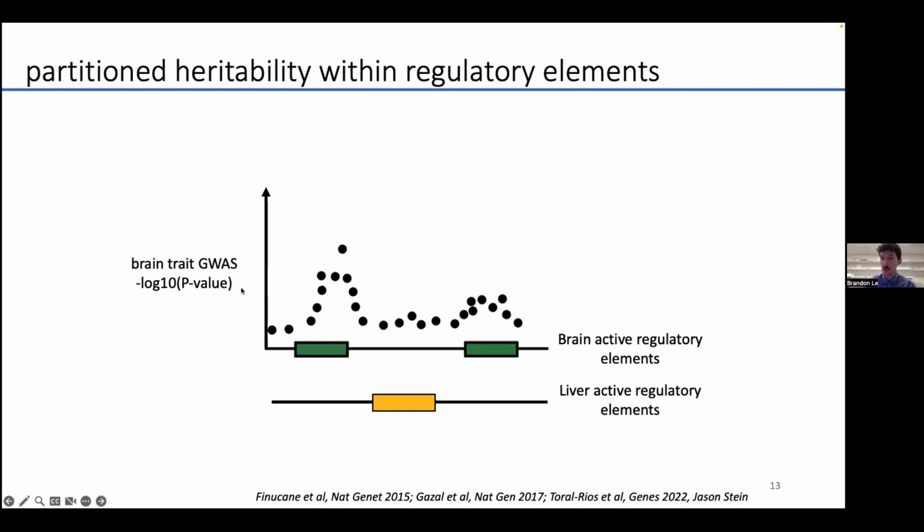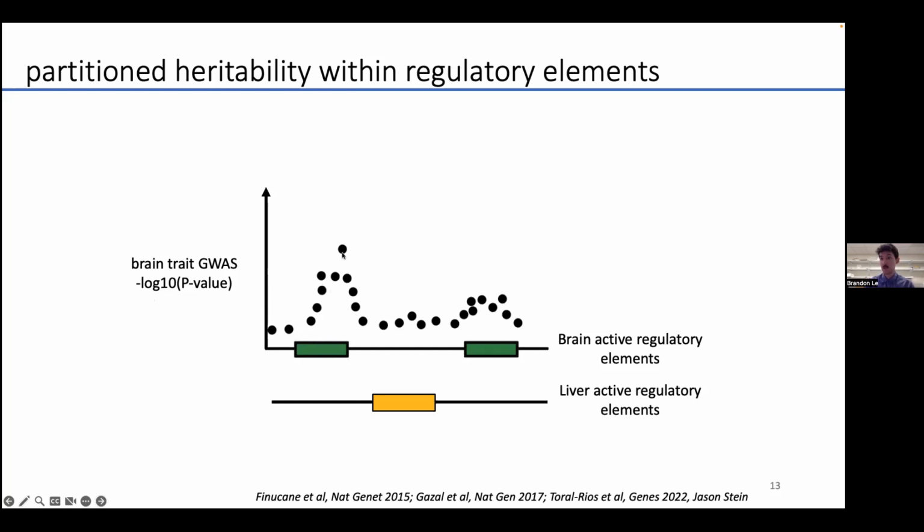So in this cartoon example of how partitioned heritability may work, what we have here is a zoom in on a particular locus that's associated with some brain trait. And just like a Manhattan plot, each dot is a variant and the significance of the variant is plotted on the y-axis.